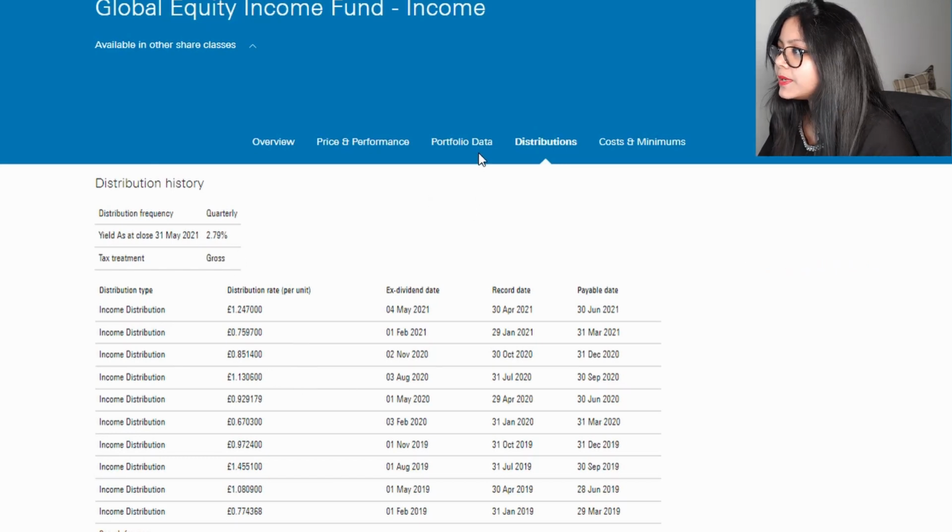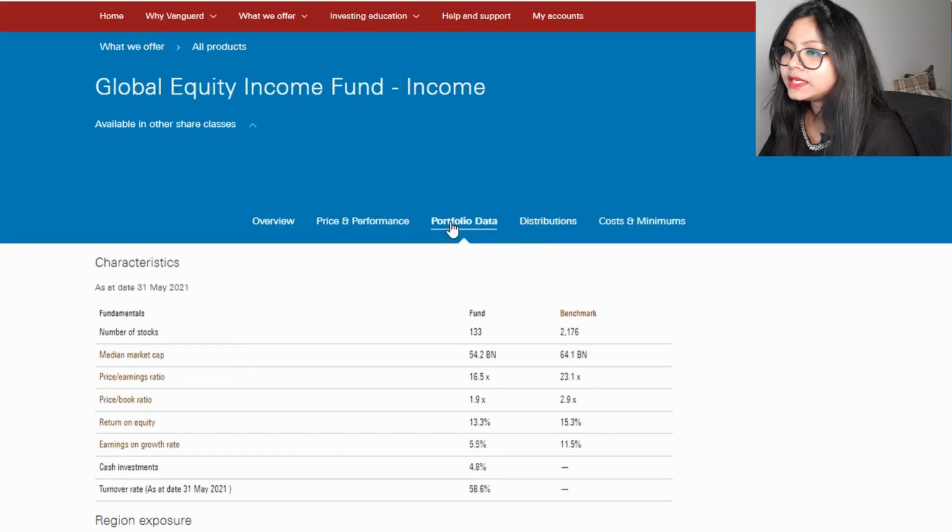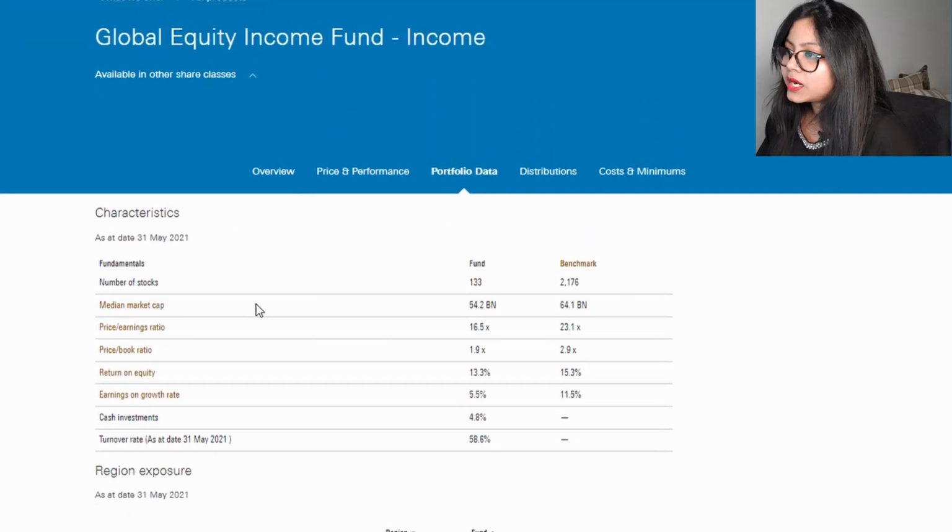And let's look at a little bit about the portfolio. Let's look at the portfolio data. You get some characteristic numbers.